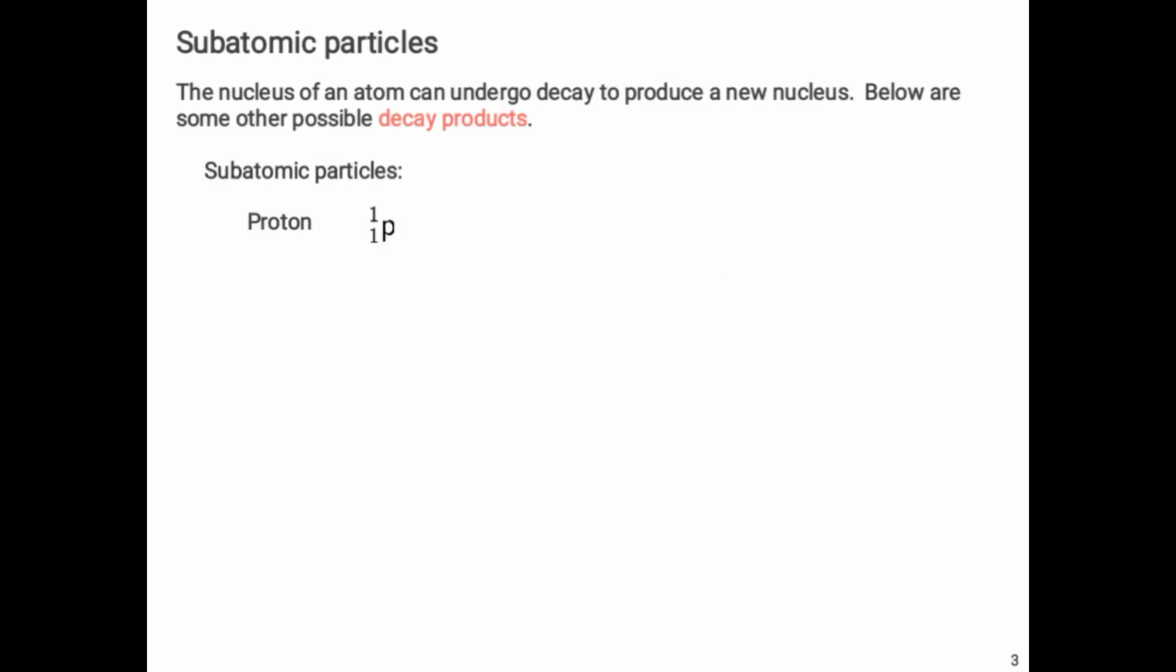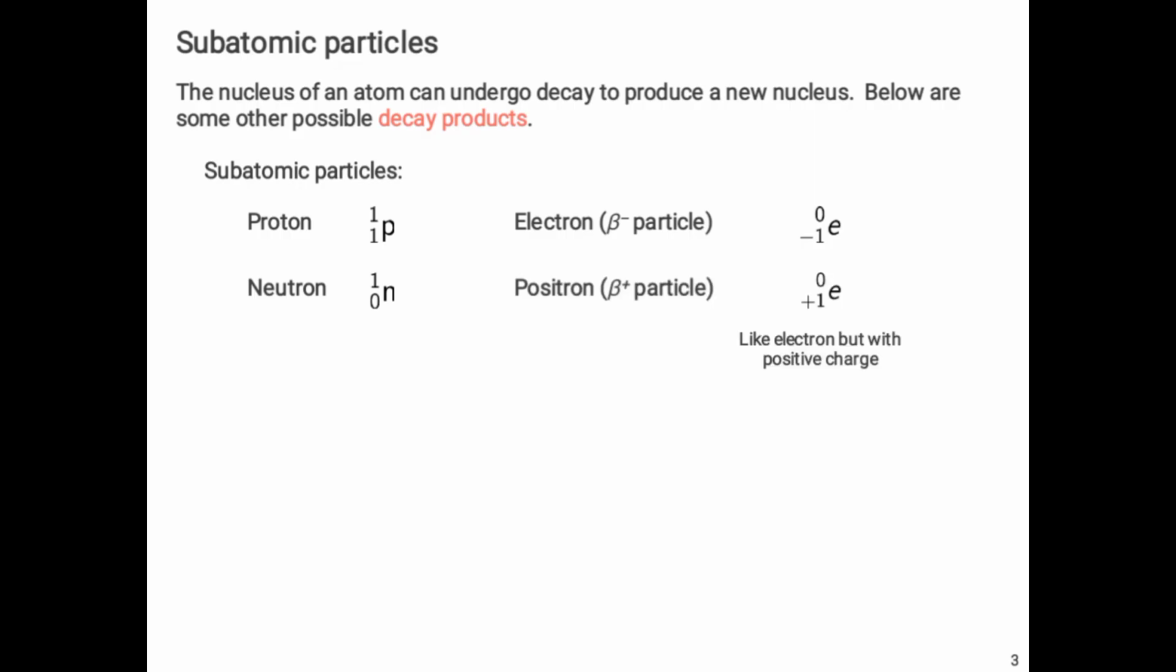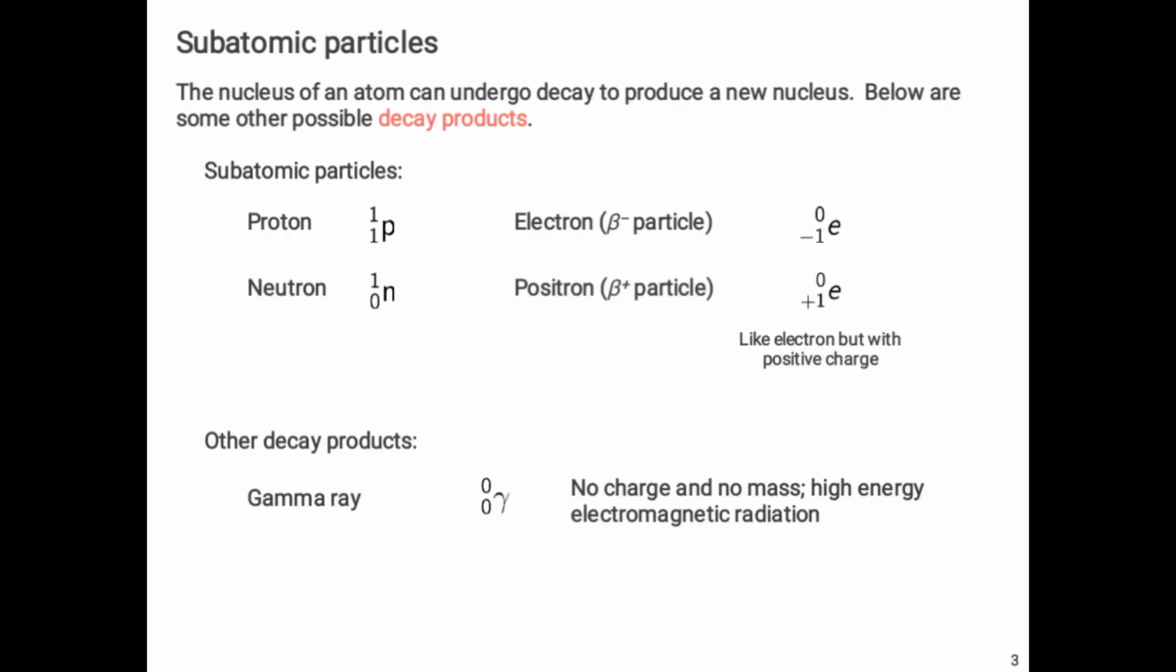The subatomic particles: the nucleus of an atom can undergo decay to produce a new nucleus and some other possible decay products. The subatomic particles are the proton, 1 1, the neutron, 0 1, and the electron, 0 minus 1. Then the positron is like an electron but with a positive charge. The other decay product is a gamma ray, which has no charge and no mass, and is a high energy electromagnetic radiation.